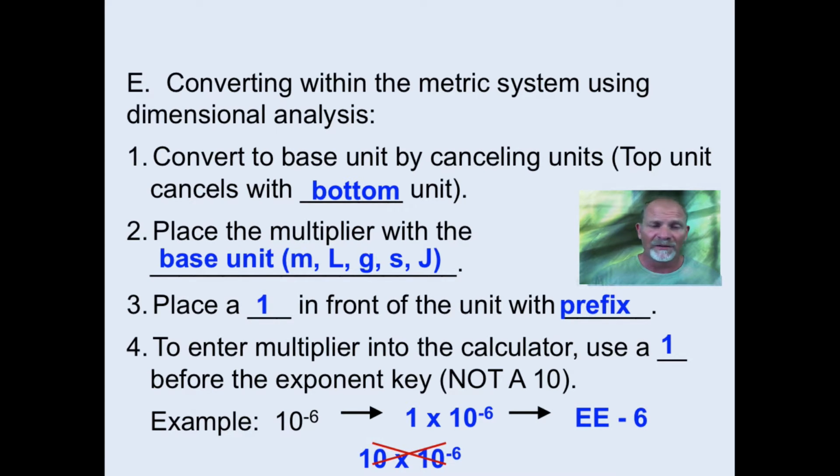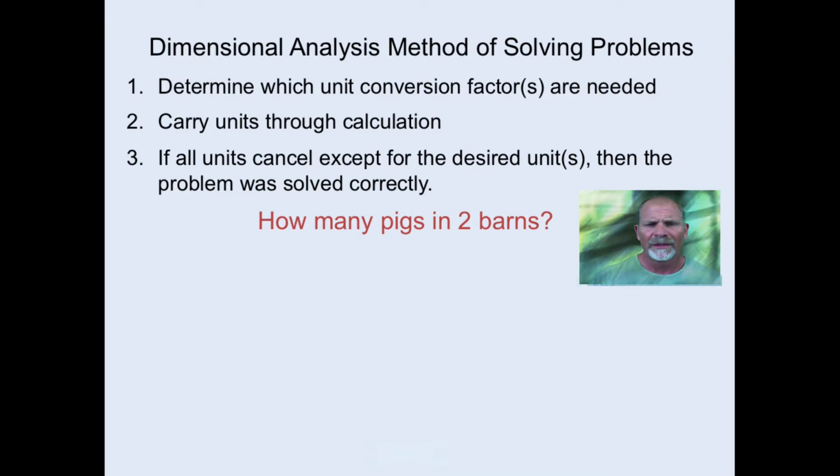You don't enter 10 in your calculator ever. So if I had a situation, for example, I say how many pigs are in 2 barns. In this situation, I know my conversion factor. I'd give this to you. Say, well, 1 barn equals 6 pigs. We're just making something up. So 1 barn equals 6 pigs. That's a conversion factor. So I can put 1 barn over 6 pigs or 6 pigs over 1 barn.